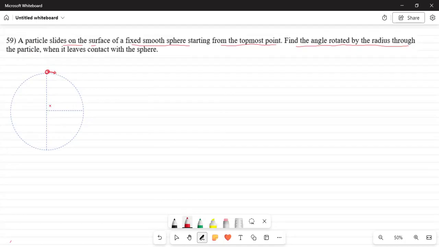through the particle. That means there is a radius through the particle, which when it leaves contact with the sphere, let us say this angle is theta. This angle is theta when the particle is here and the particle has a tangential velocity v, say, and it leaves the sphere.